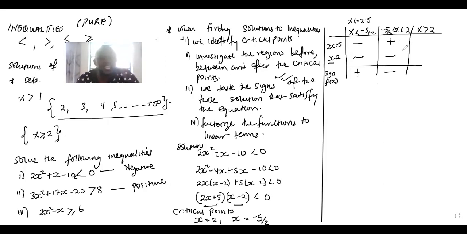Then someone pick for me the last term. A value greater than 2. Which value do you want to pick? 3. When I place 3 here, I'll get 6 plus 5, 11, which is a what? Positive. 3 minus 2 is also what? Positive. Positive times positive, you get a what? Positive. Our question wanted a less than. A less than is a what? Is a negative. So choose out the sign of the function, which one is a negative. That is why the answer becomes this solution set where you've got the negative sign. Therefore, the answer is negative 5 over 2 less than x less than 2.